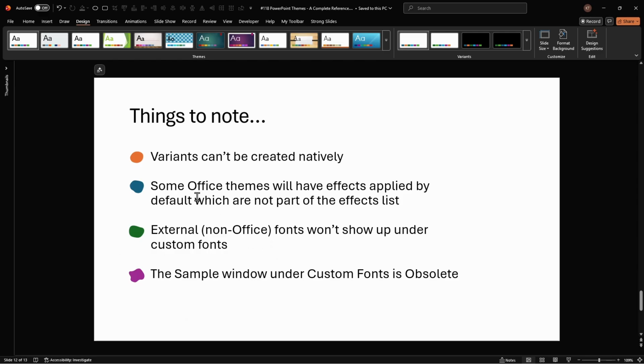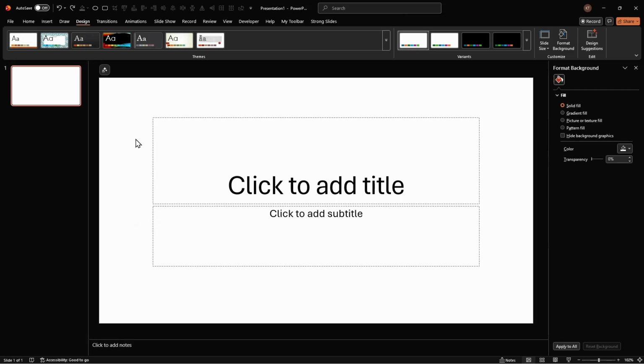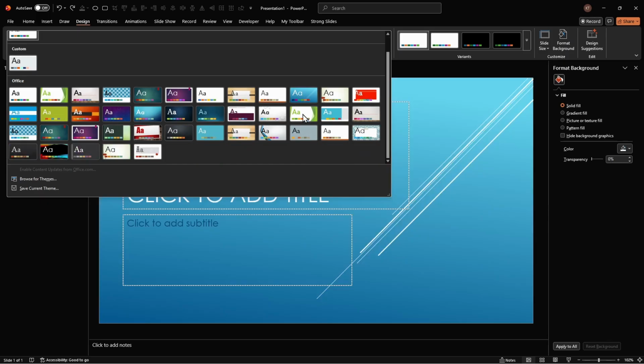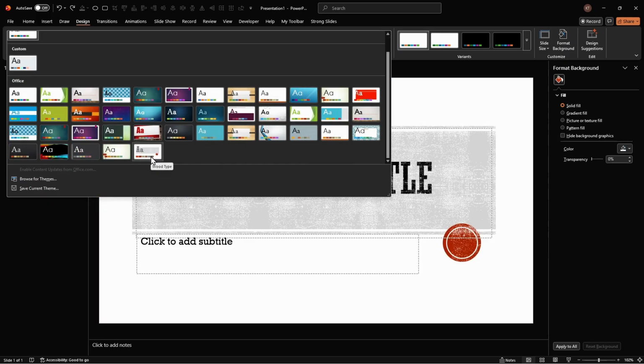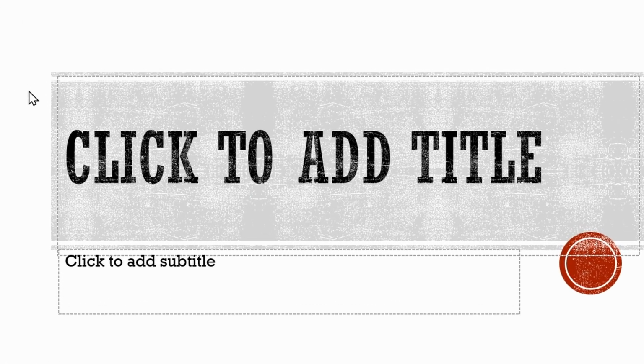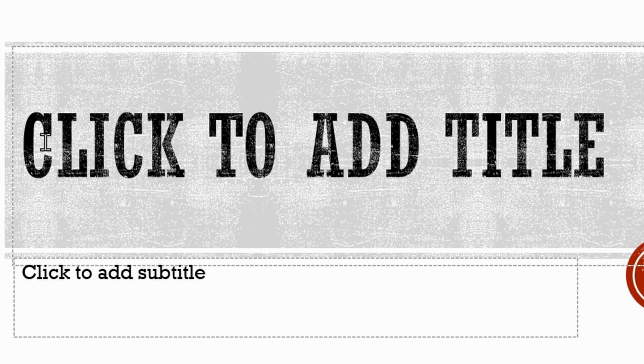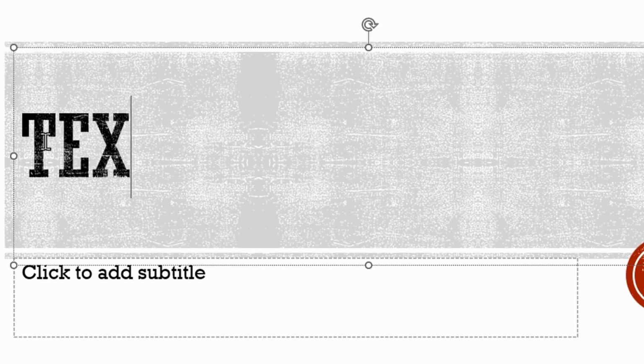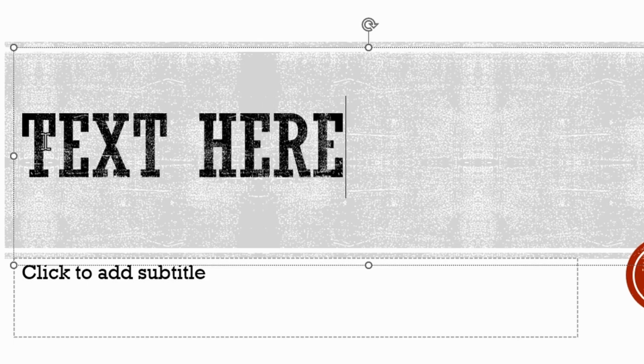For the second point, let me show you with a new presentation. So this is a blank presentation. Let me apply this last theme here called Wood Type. Once I apply it, you will see the text has changed into this textured format. If I were to type some text here, you will see it has applied this black wooded texture.